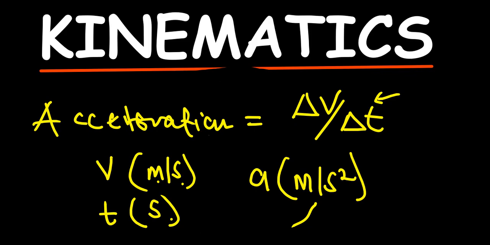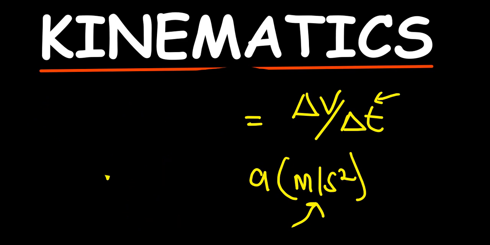So these here will be our what? Our units for acceleration. Those will be our units for velocity, and then these will be our units for what? For time. Okay, and then from there we can talk about the 5 equations of motion that we are going to be using under this topic.